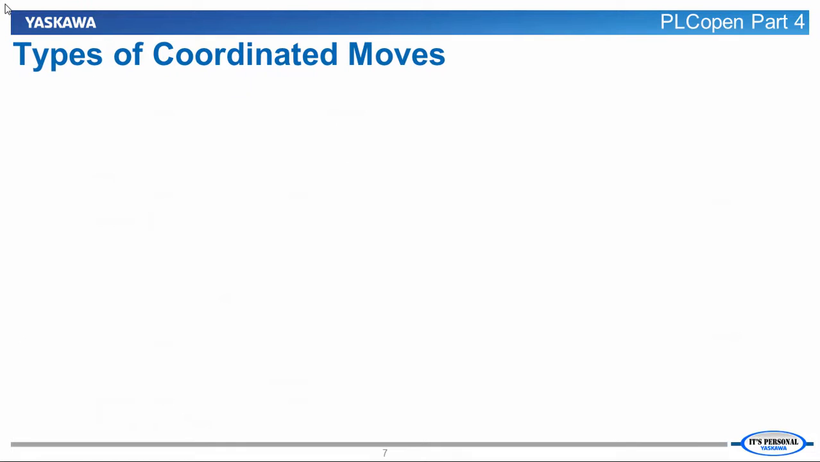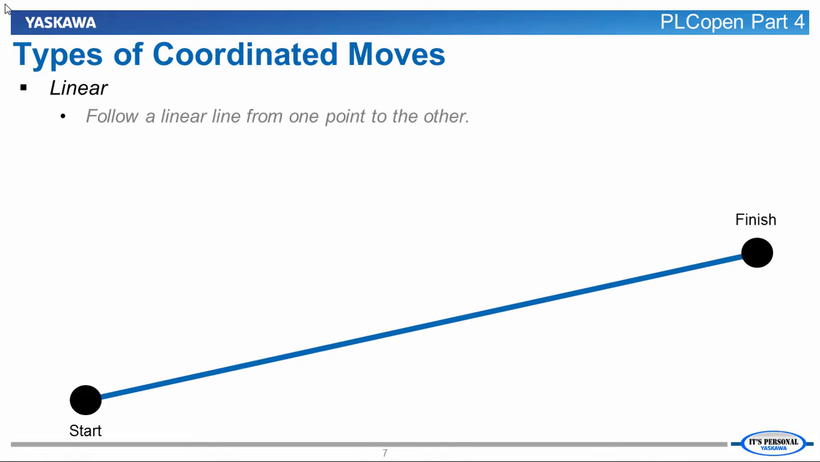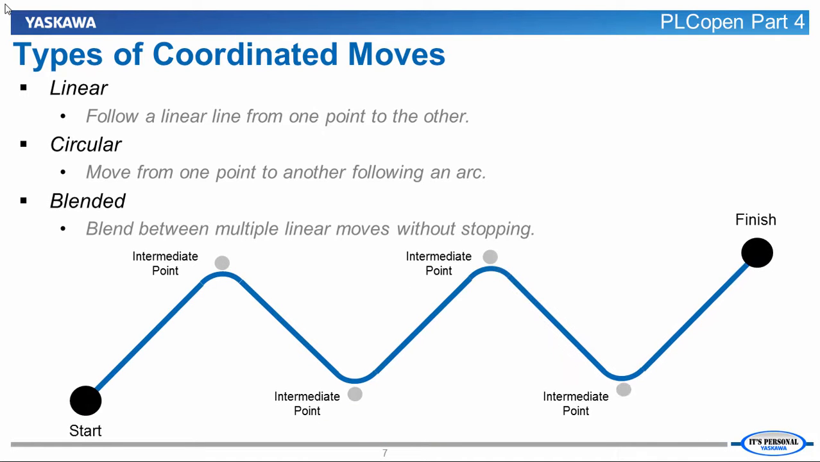PLCopen Part 4 also defines 3 different types of coordinated moves that can be used with any kinematic system. The simplest coordinated move is known as a linear move. This is used to move from one point to another in a straight line. The second coordinated move is known as a circular move. This move follows an arc between 2 points. The third coordinated move is known as a blended move. This move takes in multiple points and moves the machine to a final position smoothly without stopping at each point.